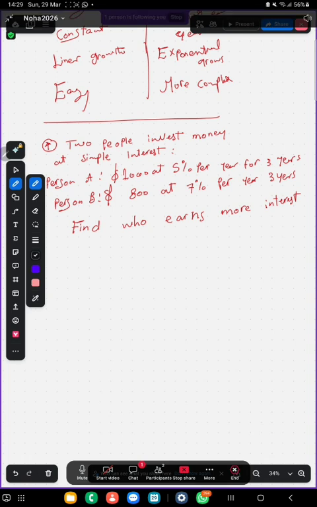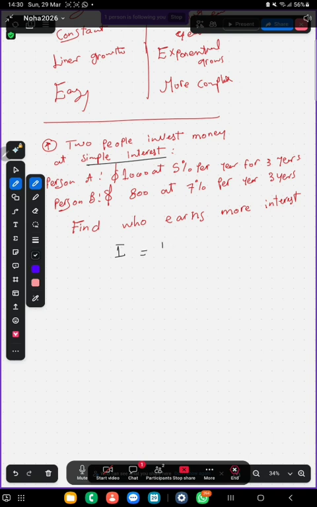Very good. How can I do this? First, he asked you to get simple interest. He gave you two people, person A and person B, and finally he will ask who will get more interest. So simply, you have to calculate the interest for person A and for person B, and compare between them.